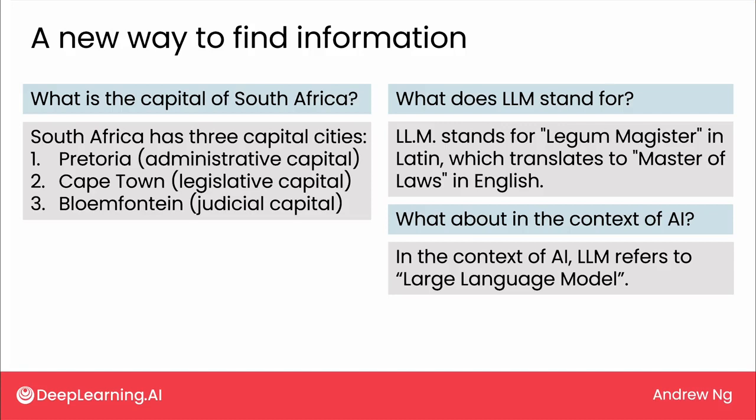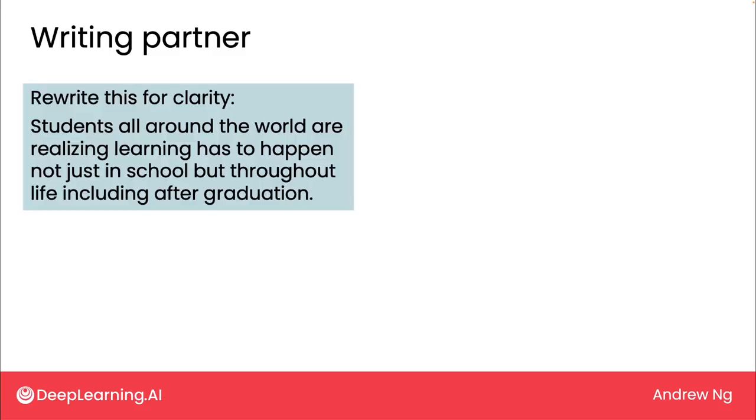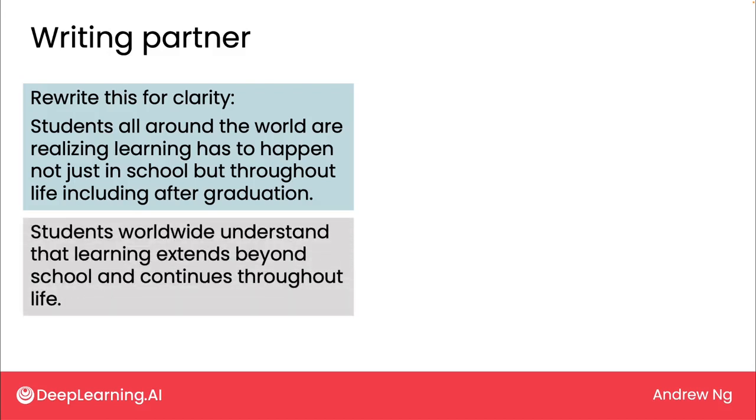So sometimes this back and forth can help you give the right context to the LLM to give you the information you're looking for. An LLM can also sometimes be a thought partner to help you think things through. For example, I often use an LLM to help me refine my writing. If you were to tell it, rewrite this for clarity, students all around the world are realizing learning has to happen and so on, leading LLMs are actually pretty good at rewriting text for you.